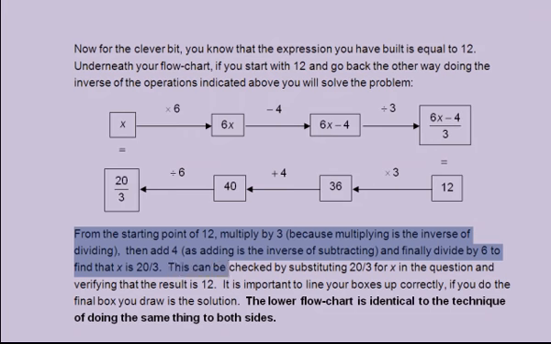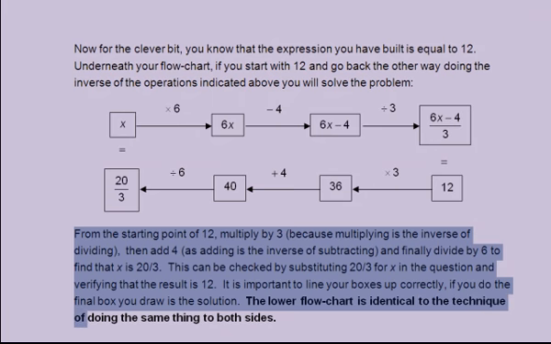This can be checked by substituting 20 over 3 for x in the question and verifying that the result is 12. It is important to line your boxes up correctly. If you do, the final box you draw is the solution. The lower flowchart is identical to the technique of doing the same thing to both sides.